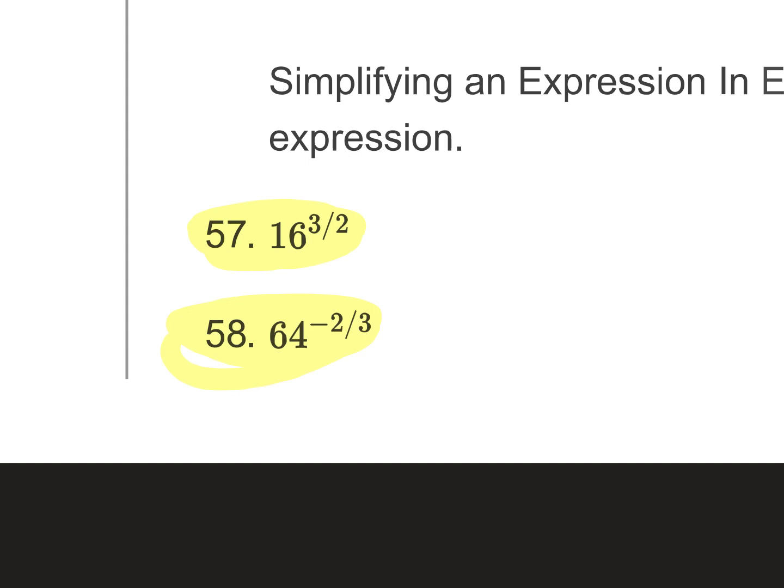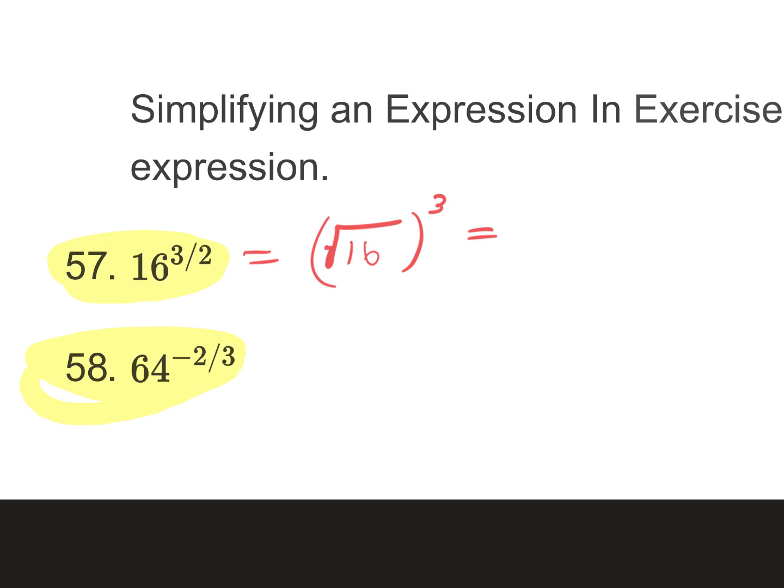Rational. Good. They're rational fractions. So how could I rewrite 57? What does the denominator become? The root, the index. So this is really the square root of 16 to the what power? What do we do first? Do we cube it or do we find the root? You find the root. What's the square root of 16? And 4 cubed is 64.